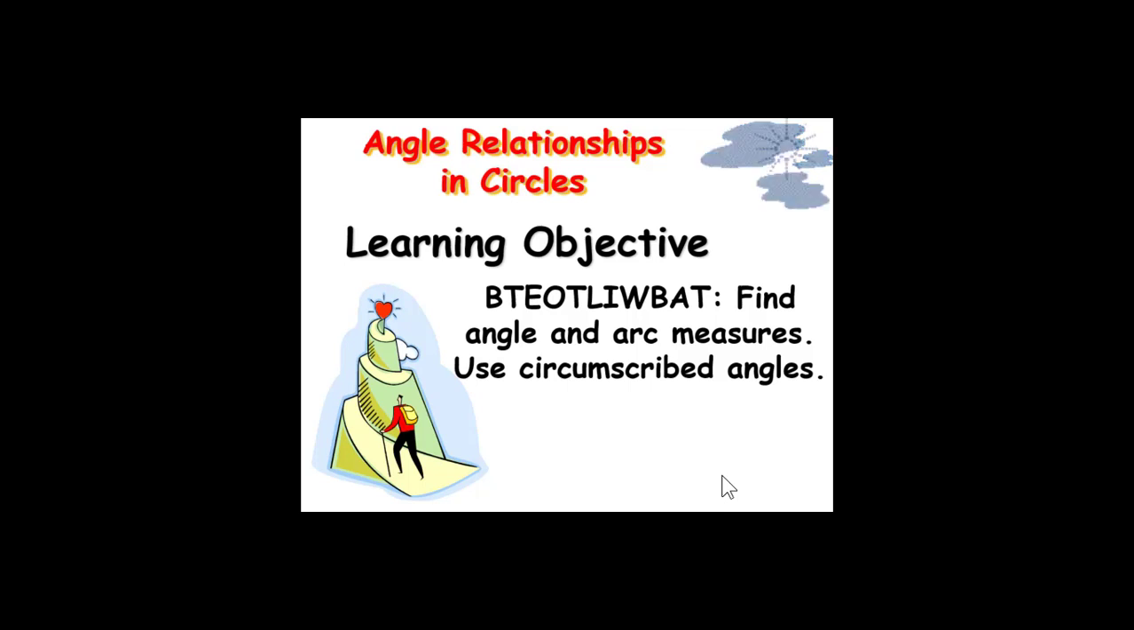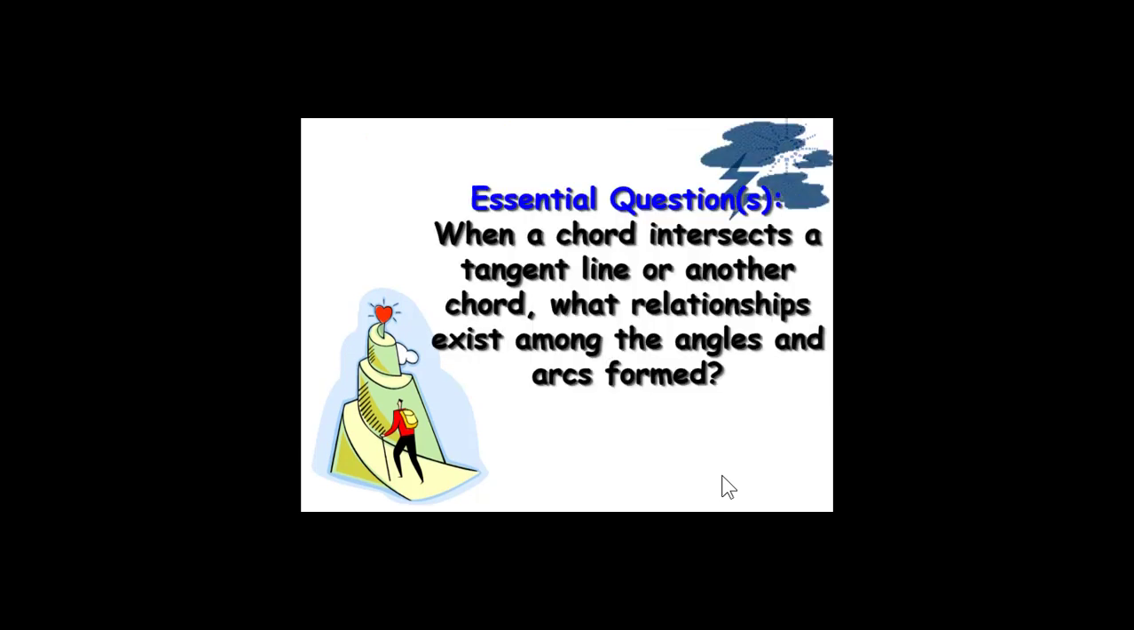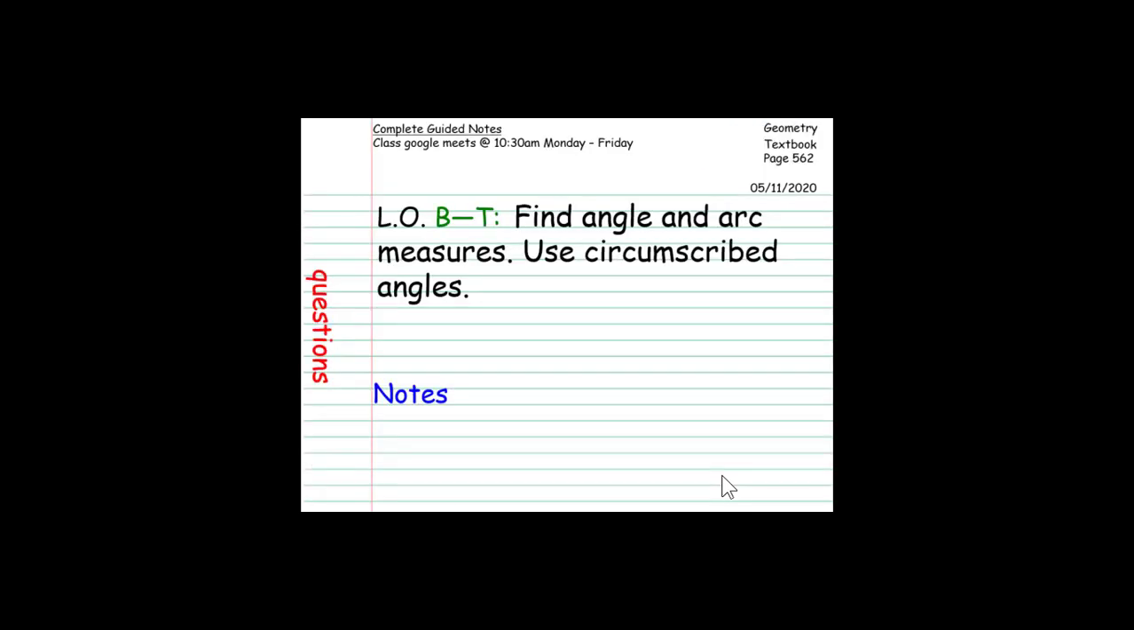By the end of this lesson, I will be able to find angle and arc measures and use circumscribed angles. When a chord intersects a tangent line or another chord, what relationships exist among the angles and arcs formed?